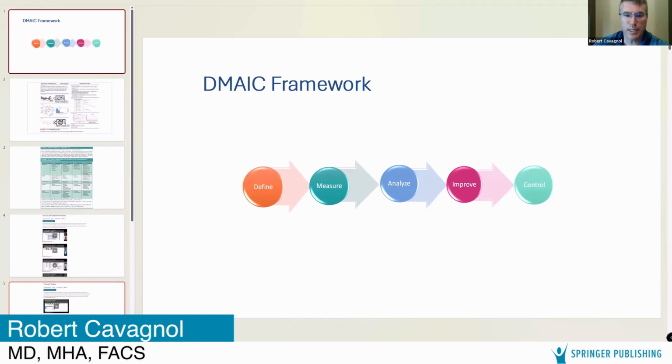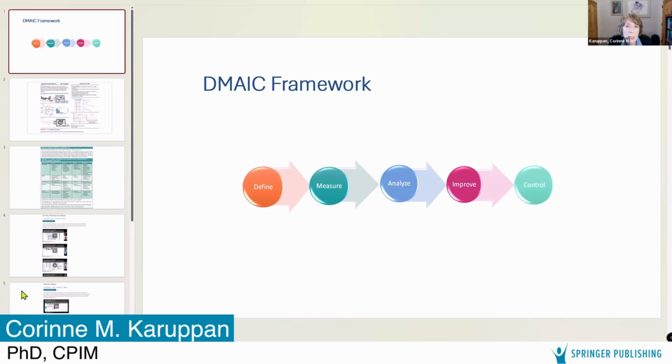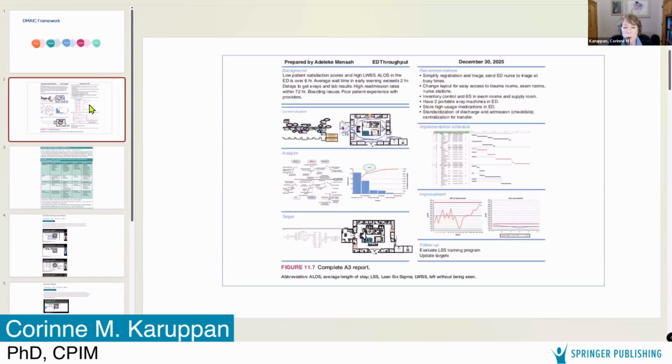Our intent was to make the material directly applicable to the healthcare environment. It's indeed very hands-on and follows the Six Sigma define, measure, analyze, improve, control framework. What is unique about this book is that it engages the learners in a complete process improvement project with the development of an A3 report. Here's a completed A3 report.